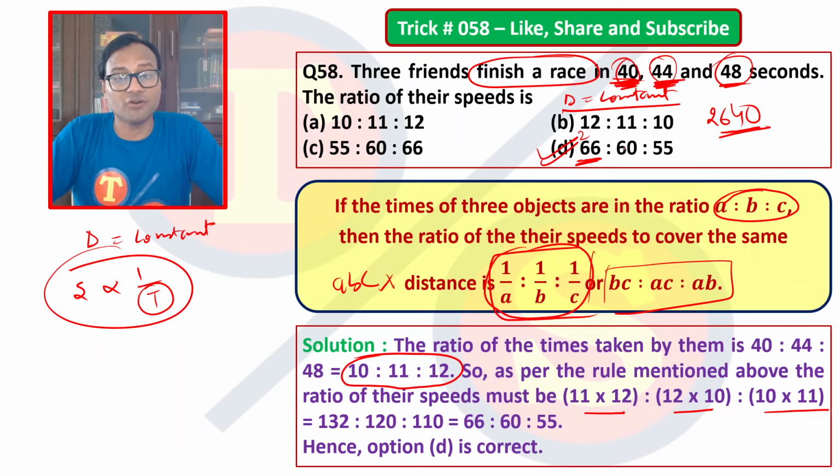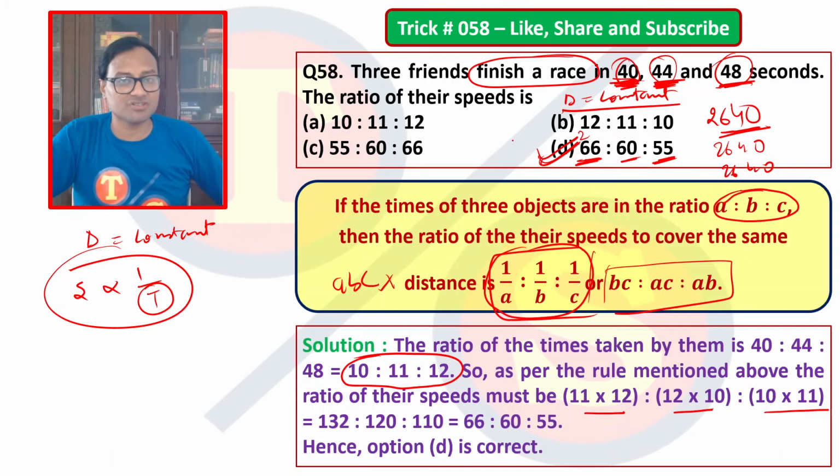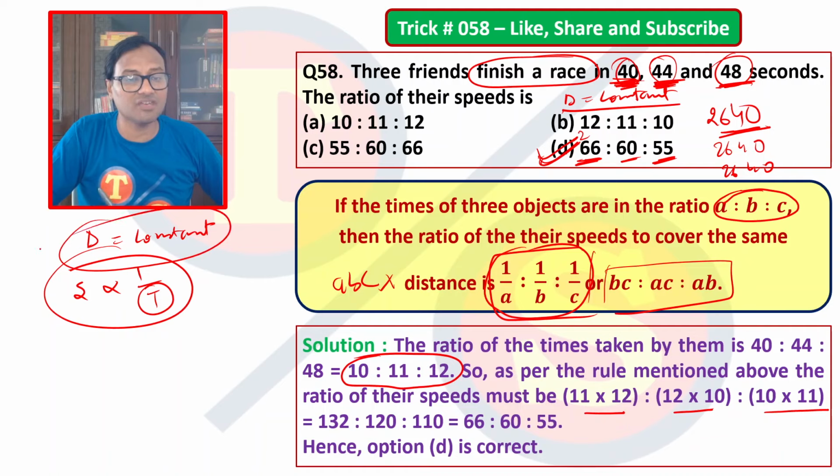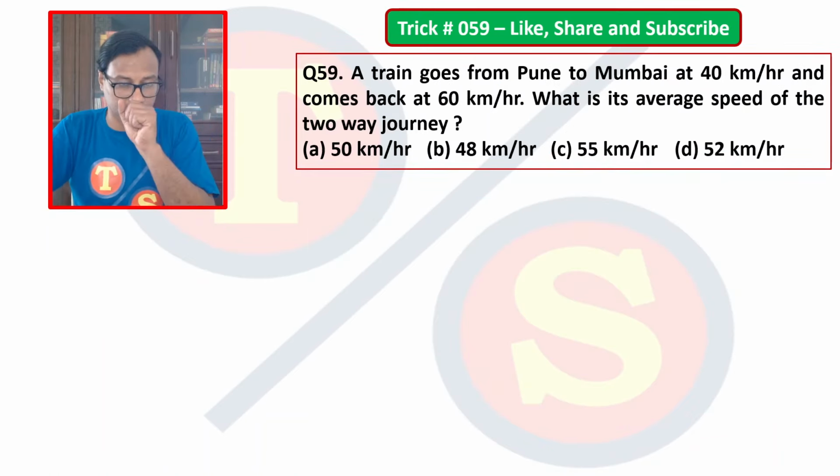If you multiply 44 with 60, that is again 2640. And if you multiply 48 with 55, that is again 2640. So basically, in this way, you can use the answer options also, because I know that time into speed is equal to distance, and in every case, the distance is the same. Okay. So now we move on.